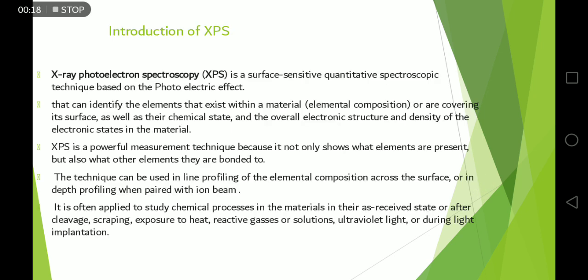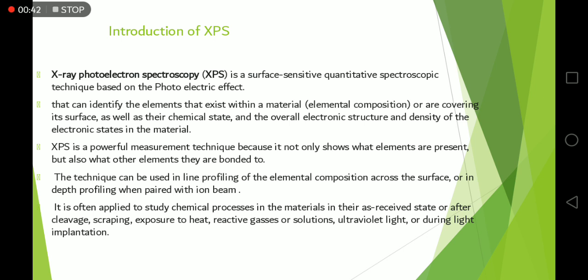What is the introduction of XPS? XPS is basically an X-ray technique, which stands for X-ray photoelectron spectroscopy. It is also known as electron spectroscopy for chemical analysis. Basically, it is defined as a surface sensitive quantitative spectroscopic technique based on the photoelectric effect.